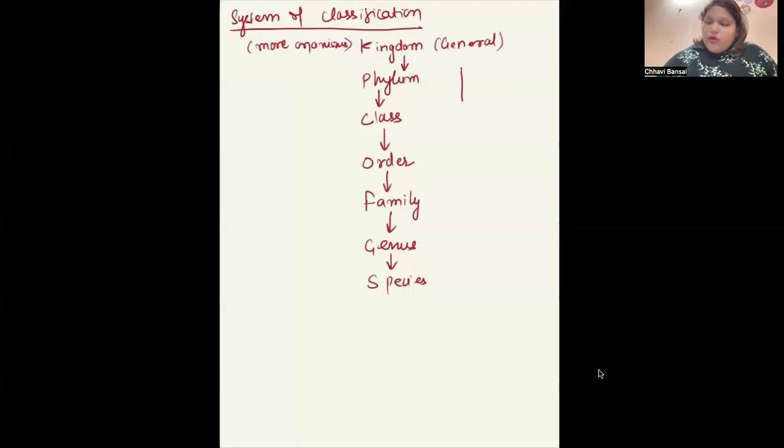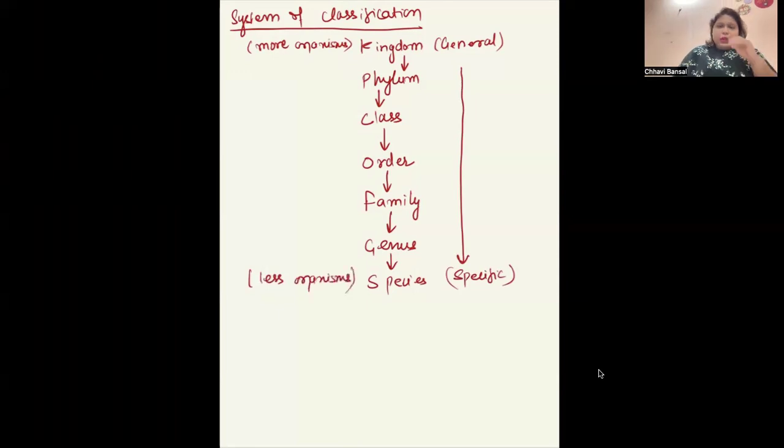Whereas as I go down towards the species, it becomes very specific. And as things become very specific, they have fewer organisms in them, right? For example, humans, Homo sapiens. We belong to the kingdom animal. Then there is a phylum called Chordata. In the Chordata phylum, there is a class called Mammalia. In Mammalia, we have Vertebrata. In Vertebrata also, we are Homo sapiens sapiens.